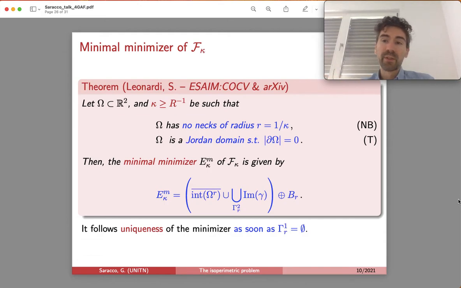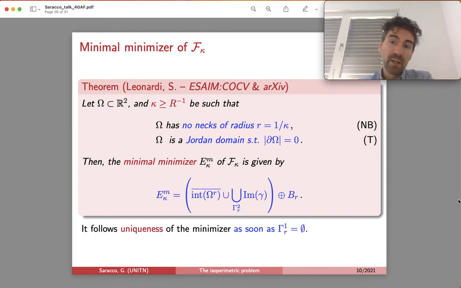And when you put the theorem on maximal minimizers and this one together, and you know the structure of the set difference of omega_r with the closure of its interior, well, you find that actually you have uniqueness when you do not have curves of the first type, okay?